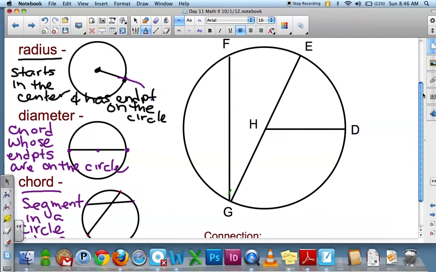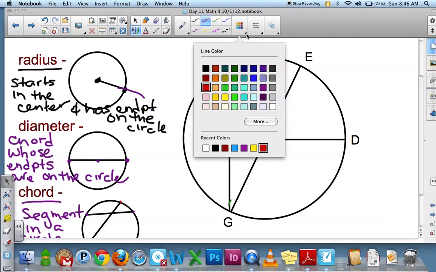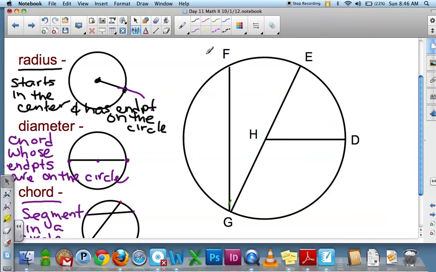So we're going to look here. Now we've got to figure out which segments in here, so which portions of a line, fall in these categories of radius, diameter, or chord. The first thing we're going to look at is radius. I'm looking at my circle, and at my center, and any segment that starts in the center and has an endpoint on the circle is a radius. So HE is a radius. There are 2 more.